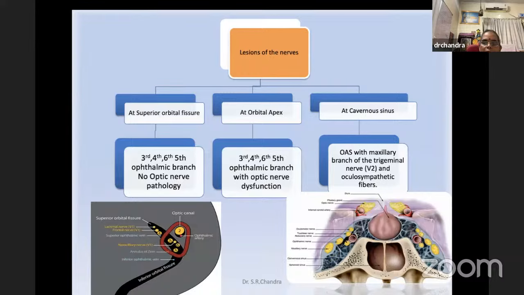Then this is another summary of what we have seen. At the superior orbital fissure, orbital apex, and the cavernous sinus, this view is showing the various venous channels. So why the cavernous sinus is a neurovascular syndrome.